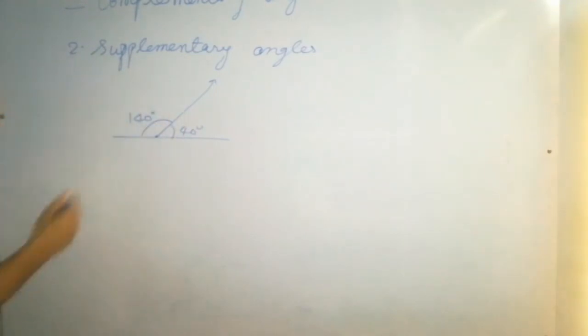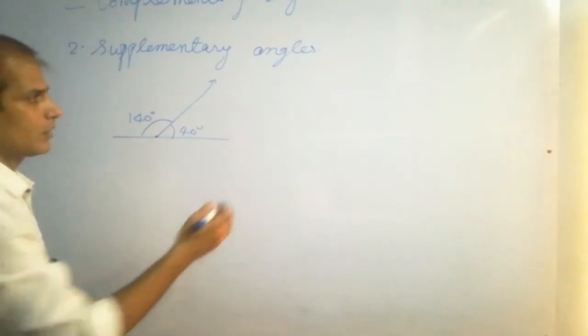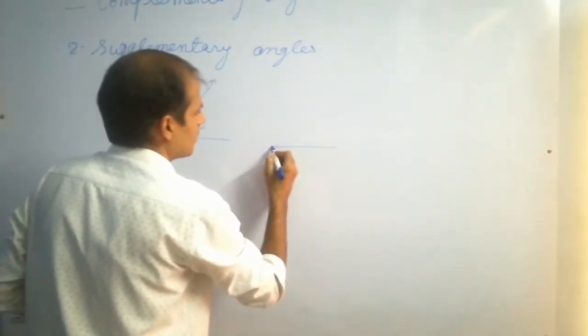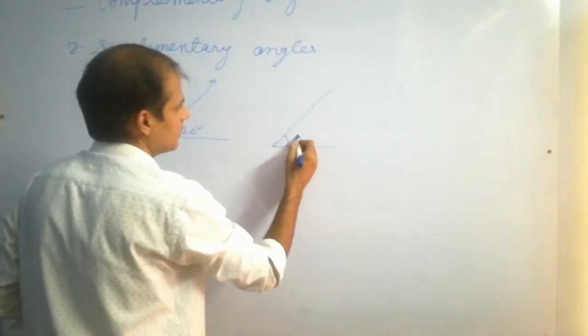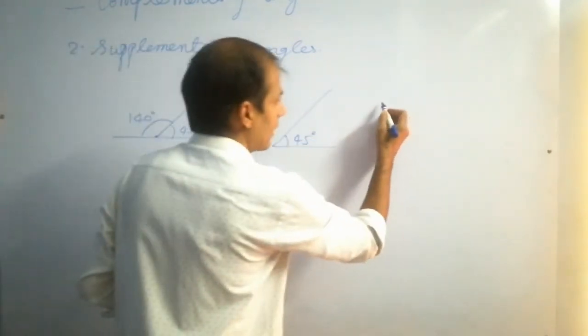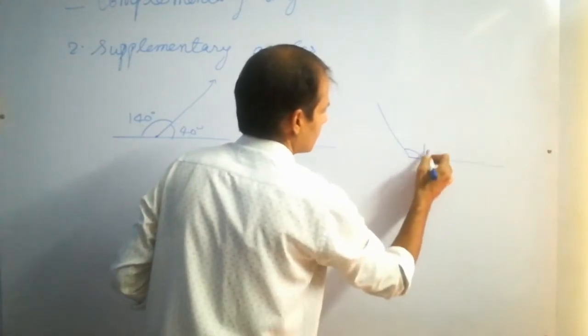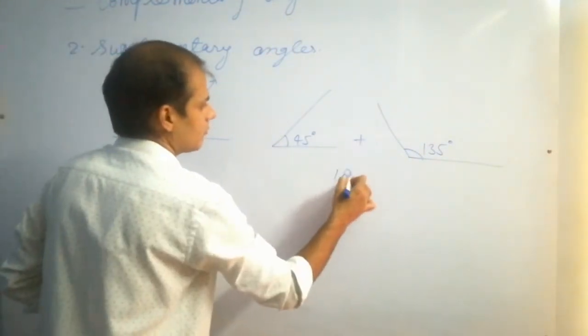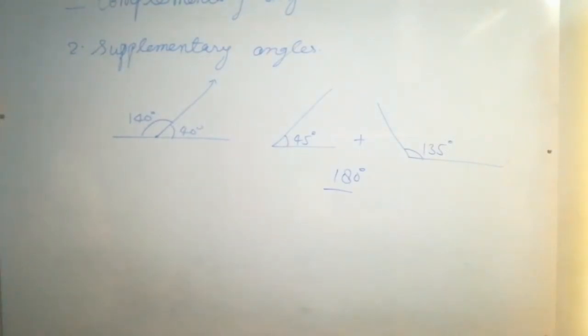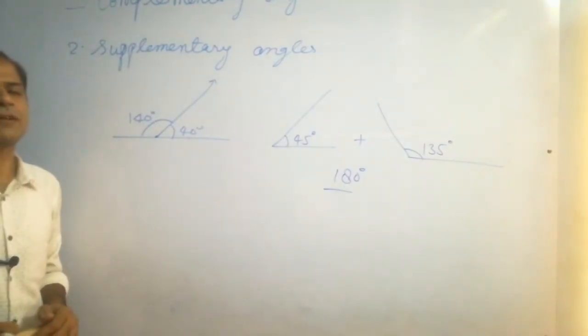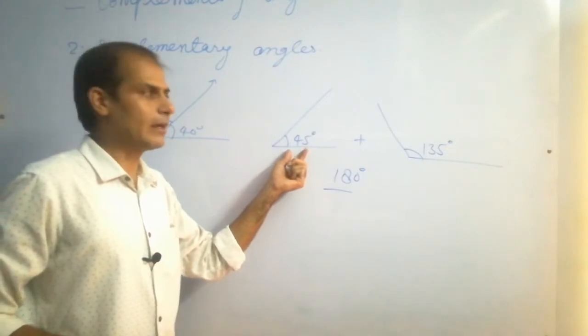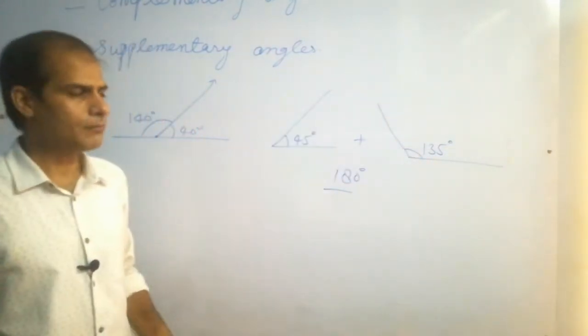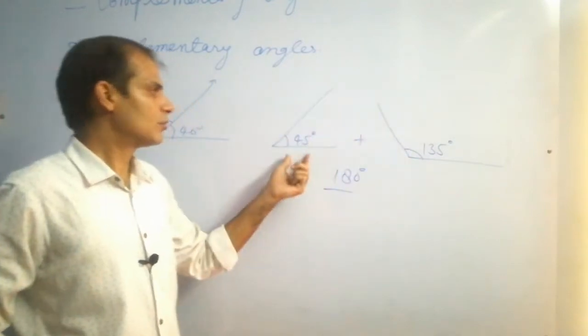Now, both these angles are together. Again, they don't need to be together. Means if you have an angle like this, that is 45 degree, and another angle which is 135 degree. So if you add both of these, you will get 180 degree. It means both of these are supplementary to each other. So you will say 45 degrees supplementary to 135 degree and 135 degrees supplementary to 45 degree.